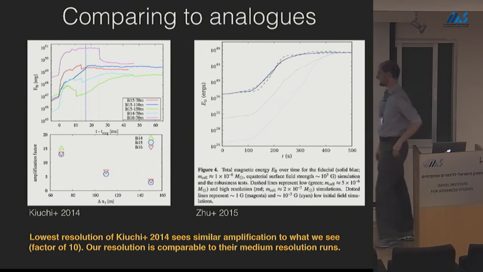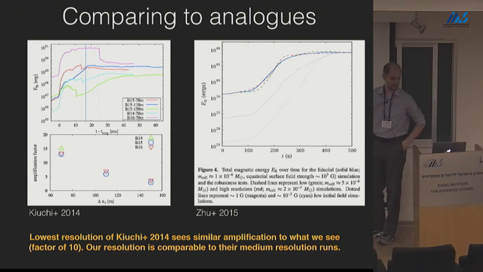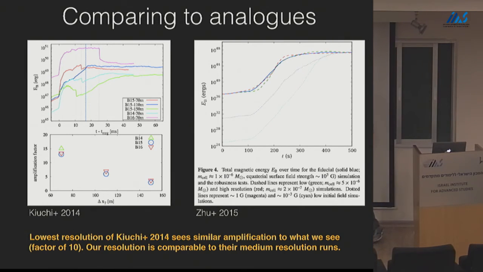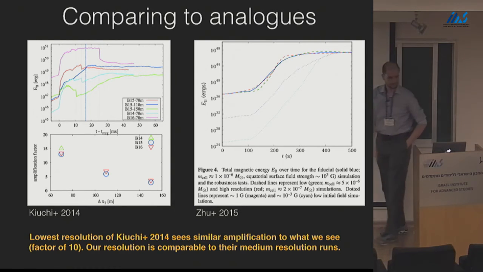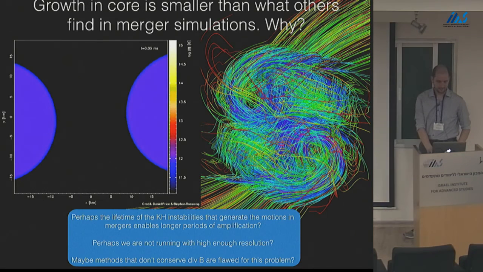And in those calculations, in this neutron star merger calculation, the amount of amplification that they see is on the order of 10^5, and it's resolution dependent. In the white dwarf merger cases, they use a method that does not conserve div B. And if you look here, the magnetic energy goes from 10^24 ergs to 10^47 ergs in their calculation. So it goes up by 23 orders of magnitude. So it's quite a stark difference between the two methods of doing this, and it makes me question a little bit the methods that don't conserve div B. Okay, I'll skip this.